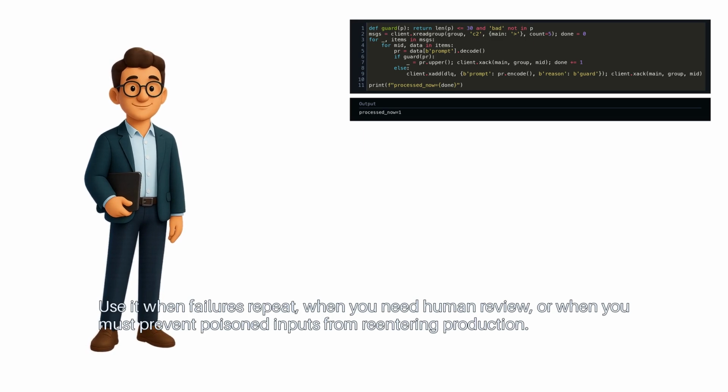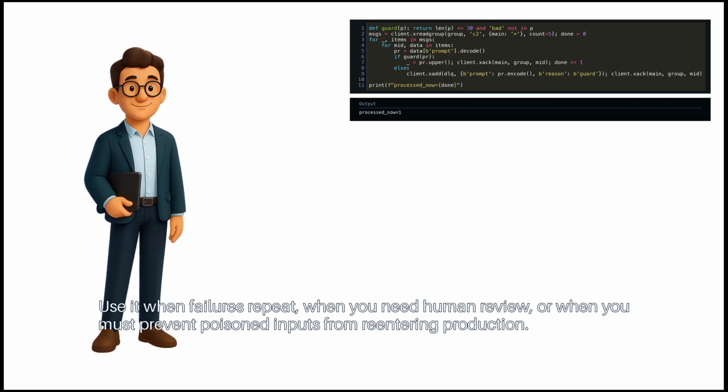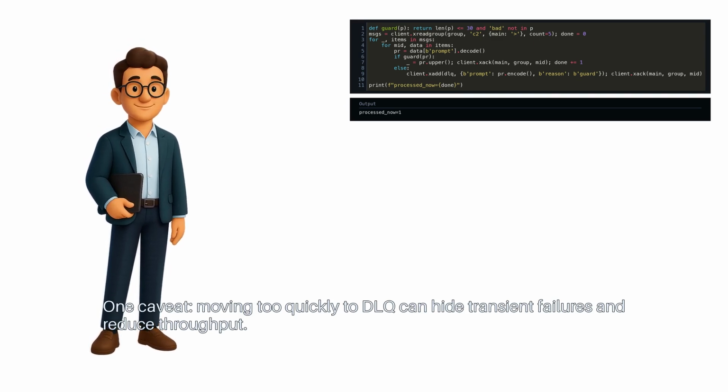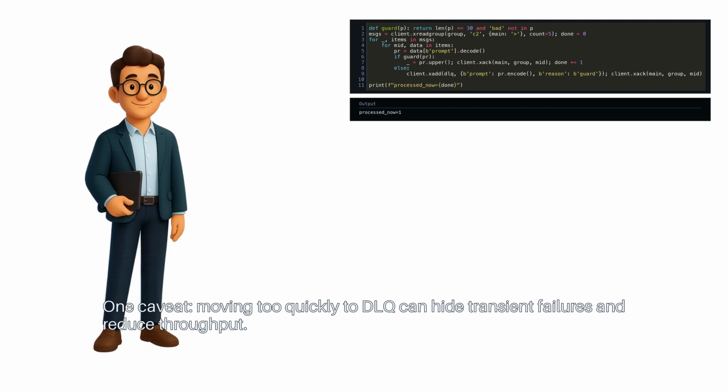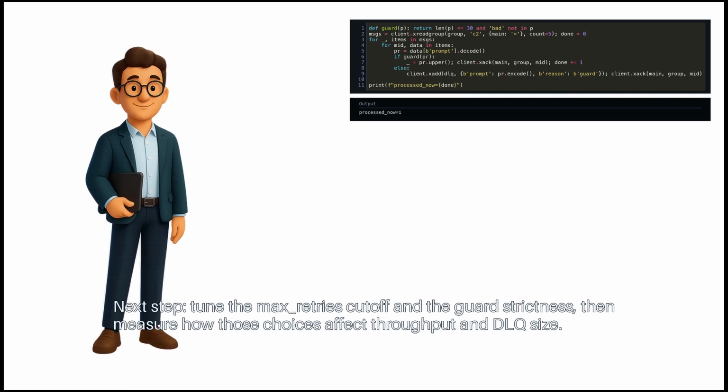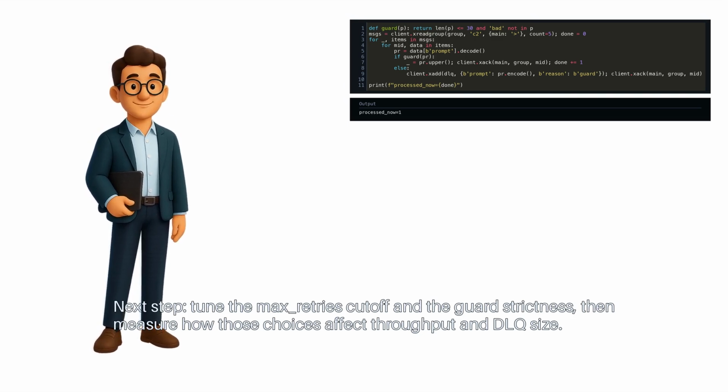Use it when failures repeat, when you need human review, or when you must prevent poisoned inputs from re-entering production. One caveat: moving too quickly to DLQ can hide transient failures and reduce throughput. Next step: tune the max_retries cutoff and the guard strictness. Then measure how those choices affect throughput and DLQ size.